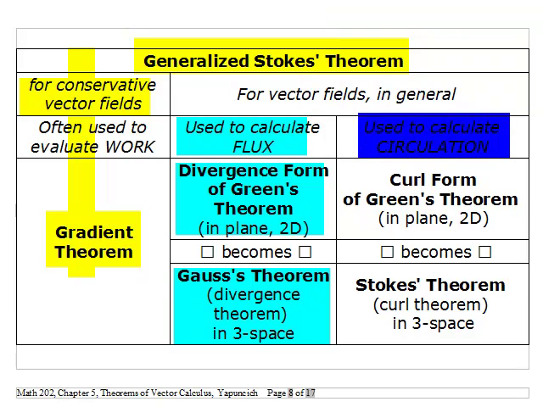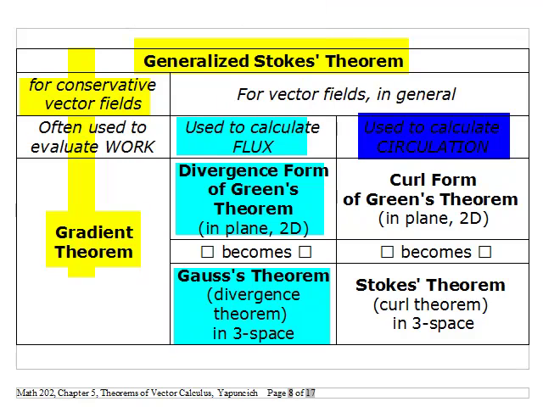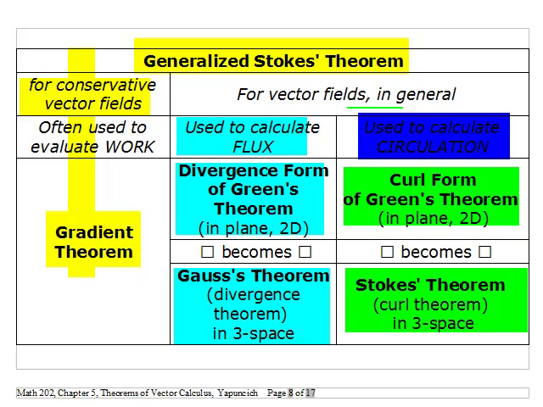In this third column, we're going to look at circulation, and that's a little too dark for anybody to see, so let me find a better one. How about this one? Okay, so that works really well. We're going to use it to calculate circulation. In the 2D plane, there's the curl form of Green's theorem. When you move to 3 space, it's called Stokes theorem.